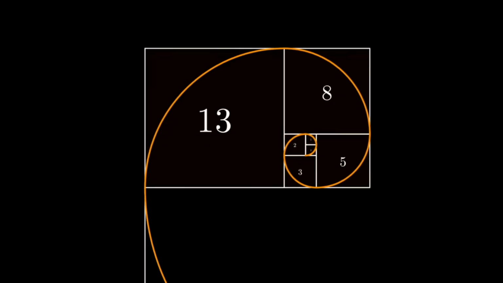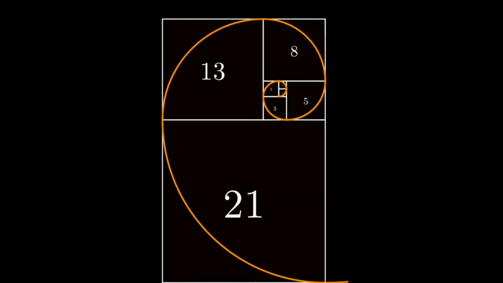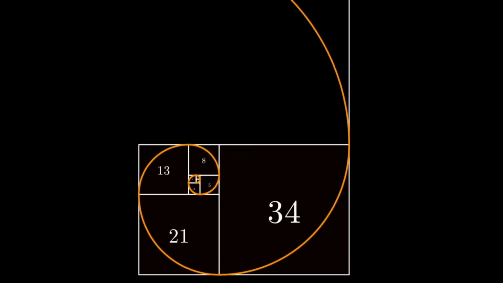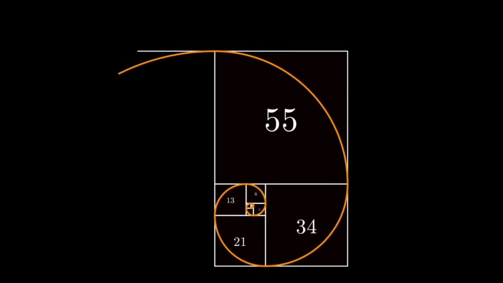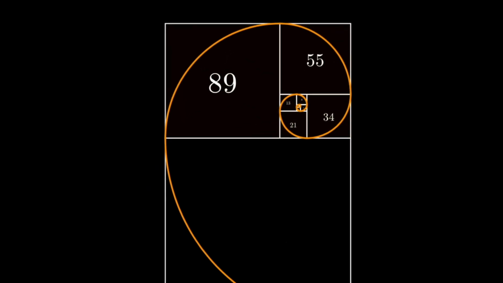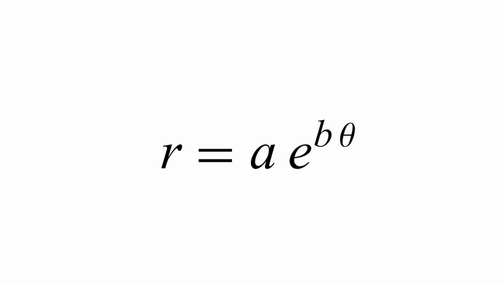It's important to note that what we're seeing here is actually a sequence of circular arcs, so the shape is only an approximation to a true spiral. The type of spiral that it approximates is what is known as a logarithmic spiral, and such spirals are very common in nature. These spirals have the polar equation r equals a multiplied by e to the power b theta, where e is the base of the natural logarithm.